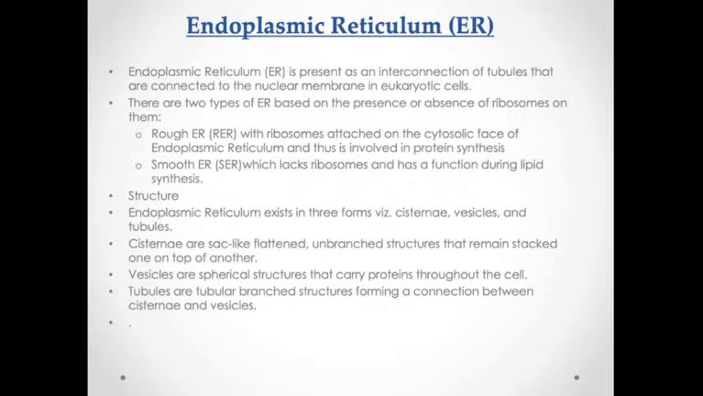So structure looks like endoplasmic reticulum exists in three forms: cisternae, vesicles, and tubules. Cisternae are sac-like flattened unbranched structures that remain stacked one on top of another. Vesicles are spherical structures that carry proteins throughout the cell, and tubules are tubular branched structures forming a connection between cisternae and vesicles.